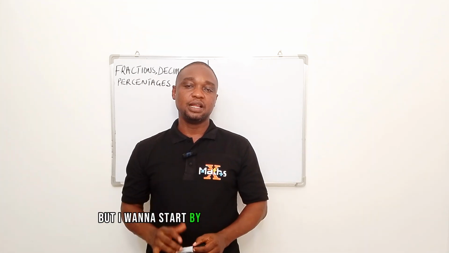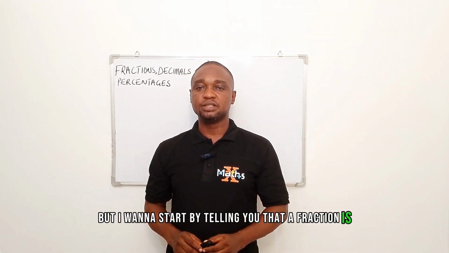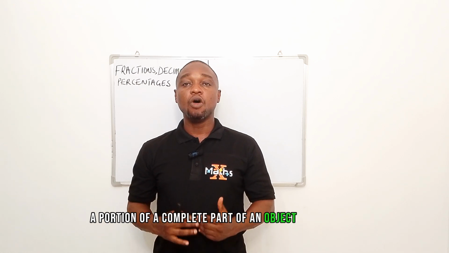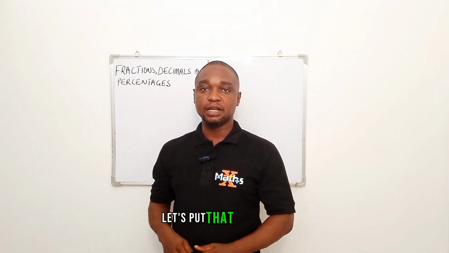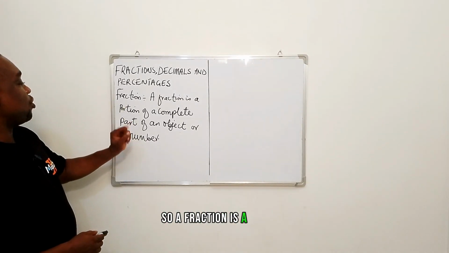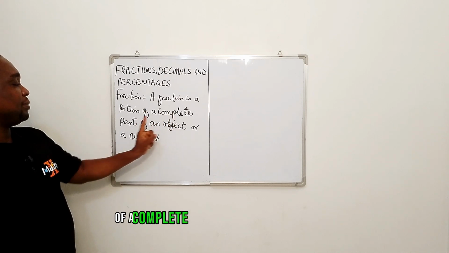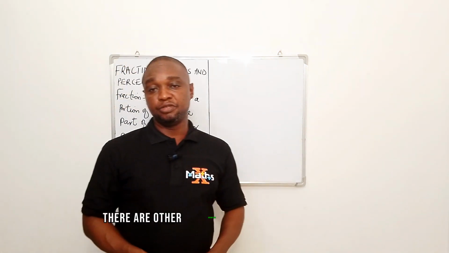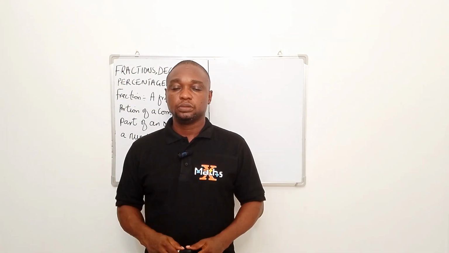But I want to start by telling you that a fraction is a portion of a complete part of an object or a number. Let's put that down first before I give you the other definitions of fractions. So a fraction is a portion of a complete part of an object or a number. There are other definitions of what a fraction is.